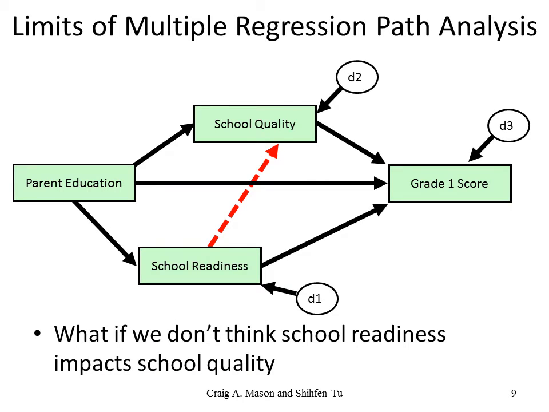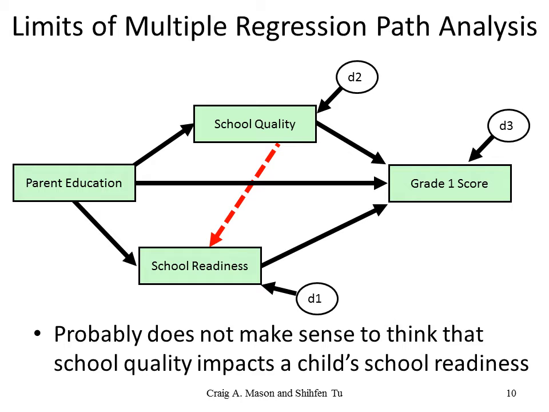For example, what if we don't think that school readiness has a direct impact on school quality? Note that this doesn't mean that school readiness and school quality are uncorrelated. They may both have a spurious correlation through parent education. If parent education leads to both higher school quality and higher school readiness, there may be a spurious correlation between the two. What we are talking about here is proposing that school readiness does not have a direct effect on school quality.